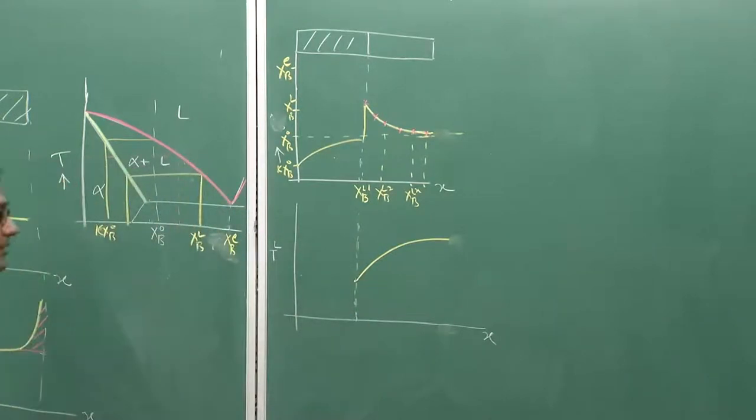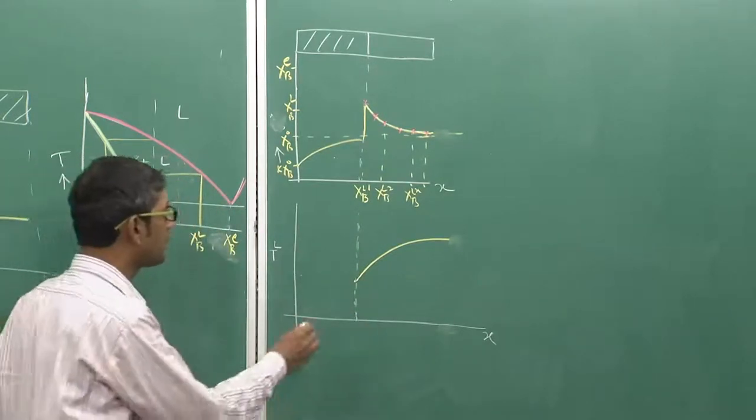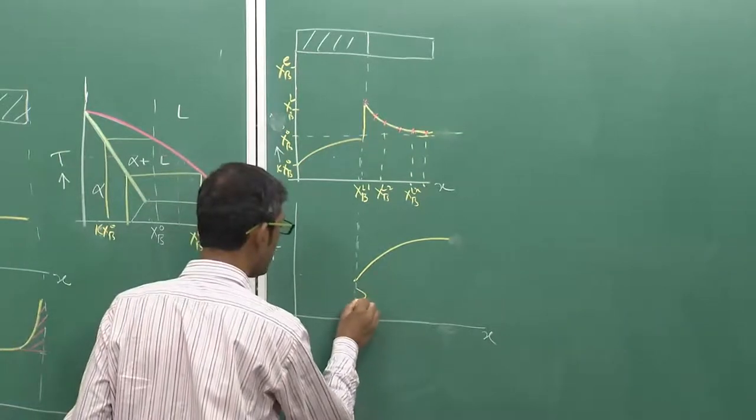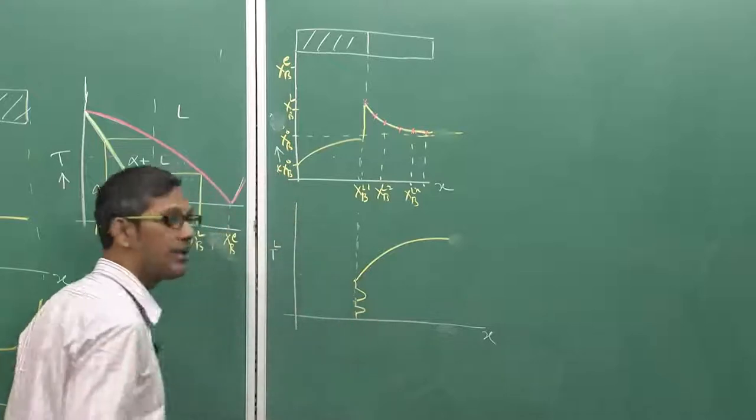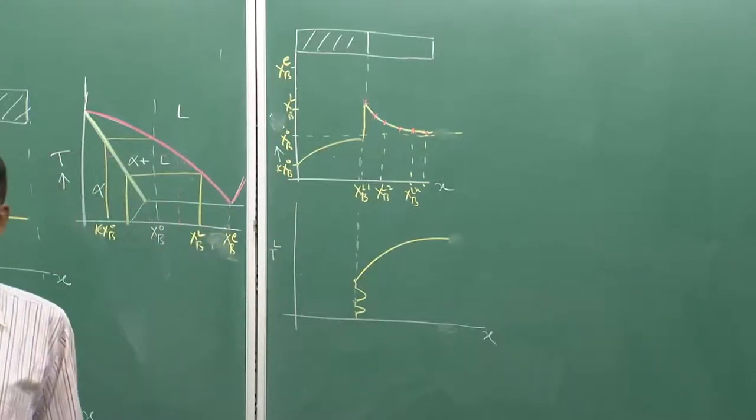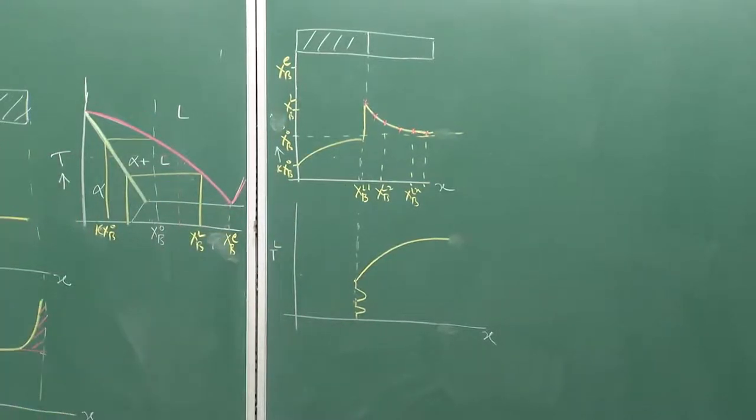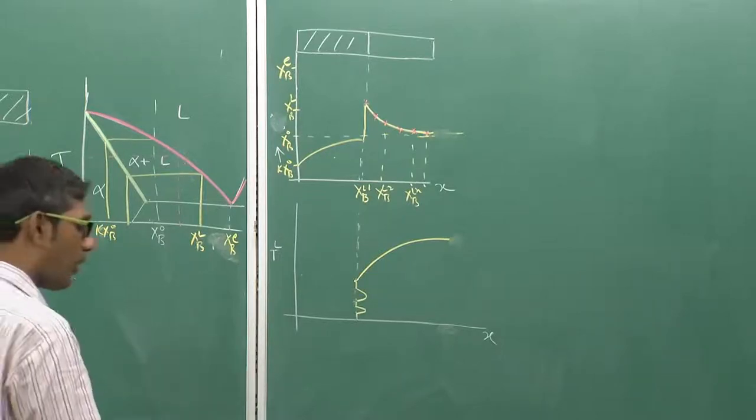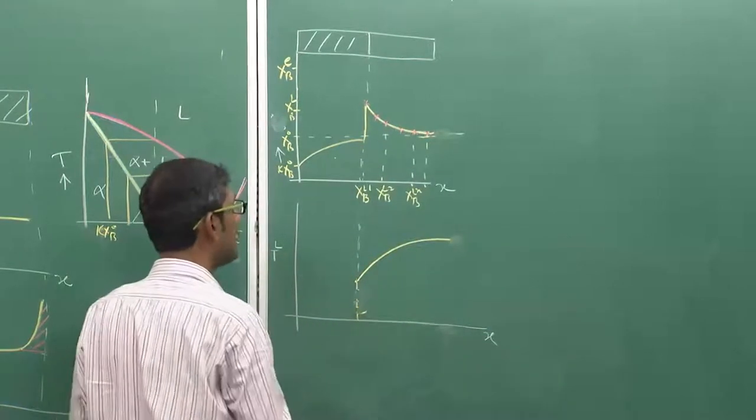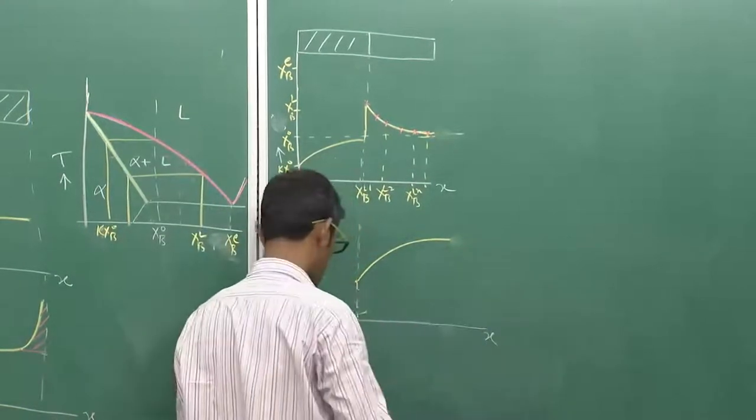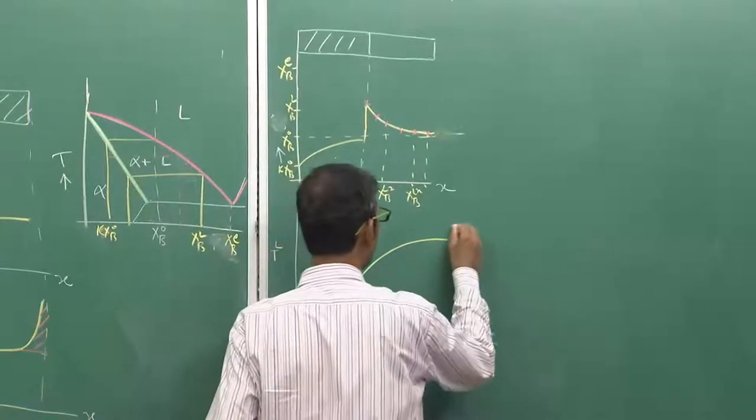The question is this: if this interface develops a protrusion like this or another protrusion like that, whether these protrusions will grow or not. If they do not grow, the interface will move like a flat. If they grow, the interface will break down and form dendrites. That is what will happen. So under what condition will they grow? Obviously, this is my equilibrium liquidus temperature. That is what I have done, the equilibrium liquidus temperature.